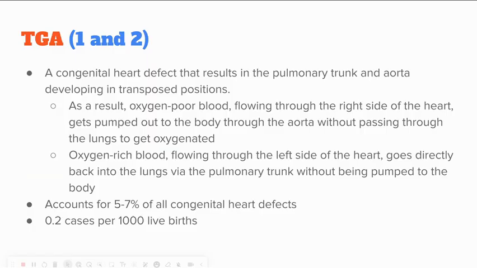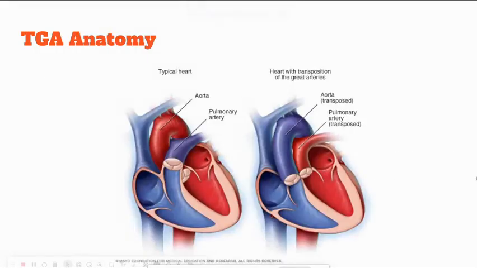So TGA is a congenital heart defect that results in the pulmonary trunk and aorta developing in transposed positions. As a result, oxygen-poor blood flowing through the right side of the heart gets pumped out to the body through the aorta without passing through the lungs to get oxygenated. Oxygen-rich blood flowing through the left side of the heart goes directly back into the lungs via the pulmonary trunk without being pumped to the body. TGA accounts for 5 to 7% of all congenital heart defects, and it's about 0.2 cases per 1,000 live births.